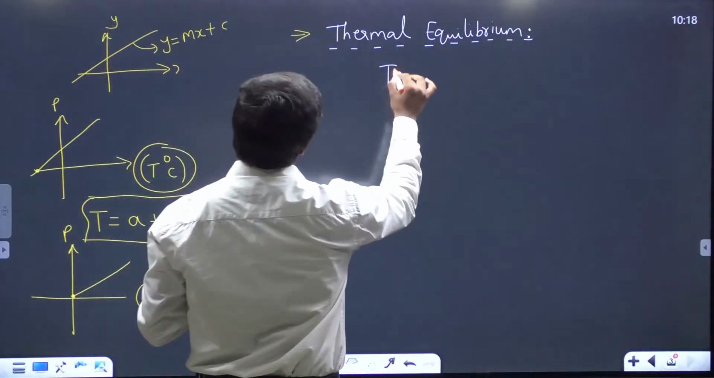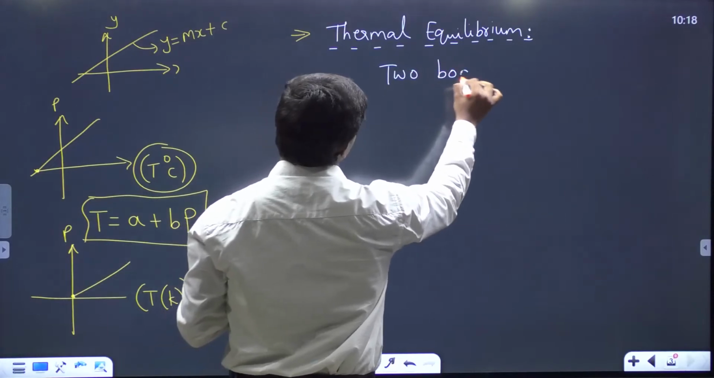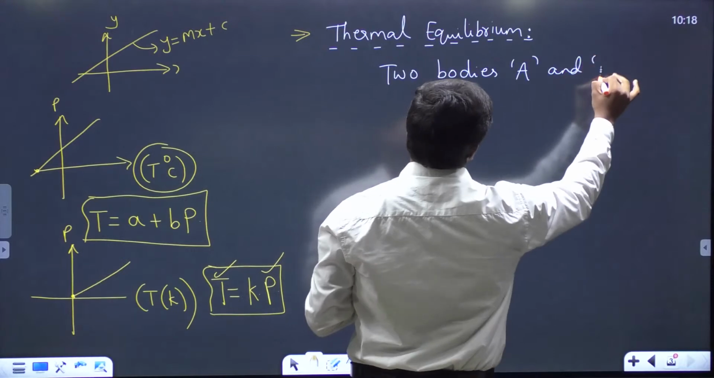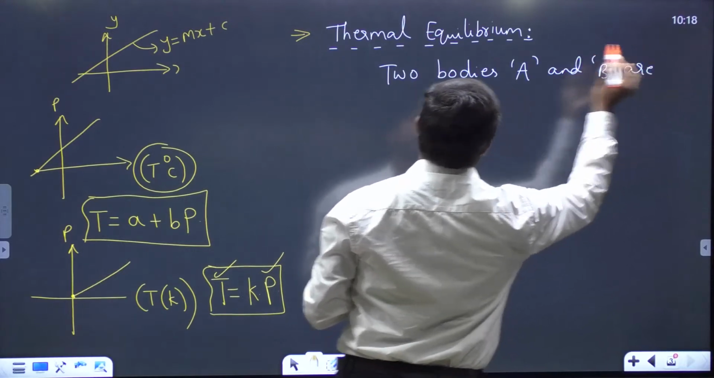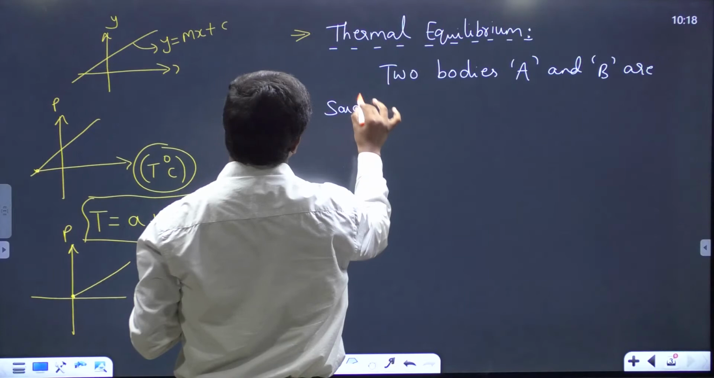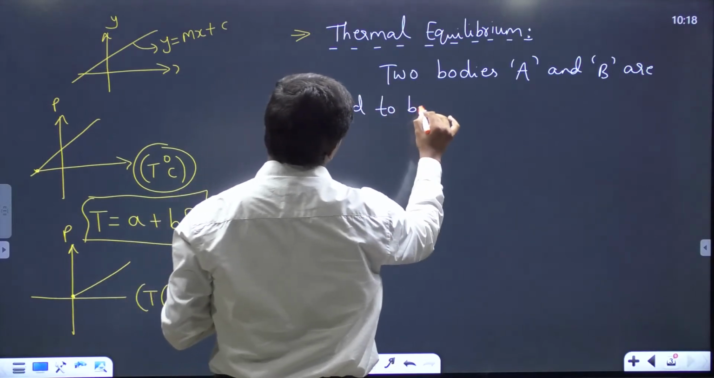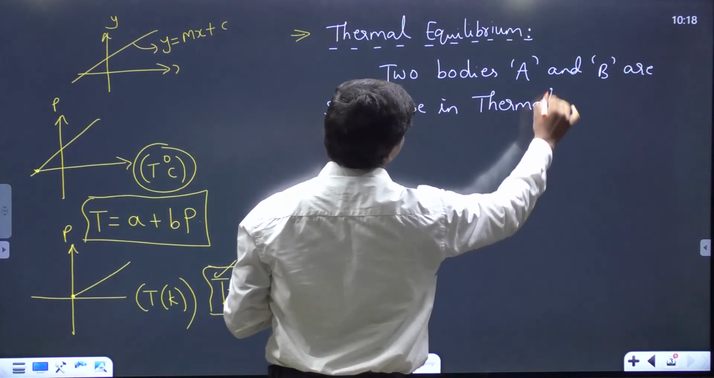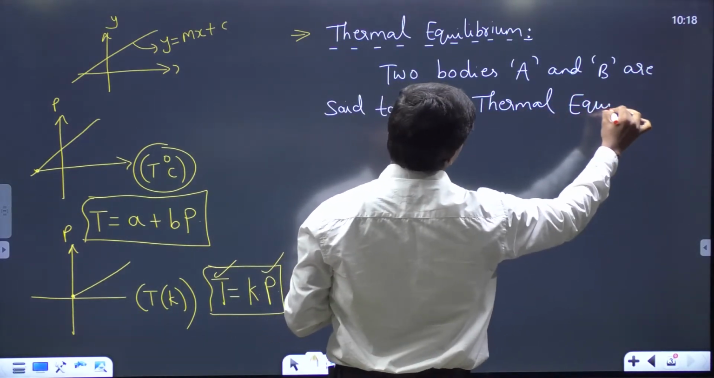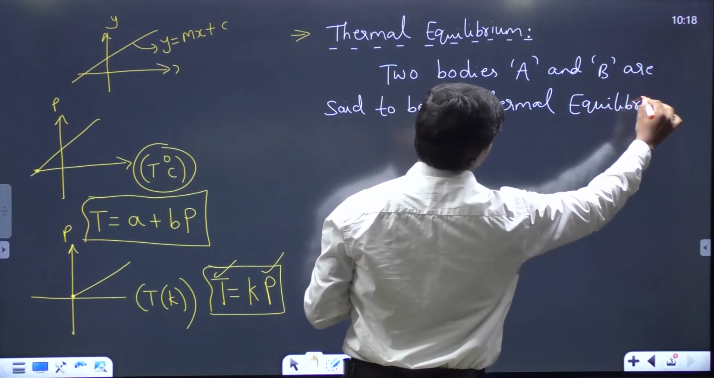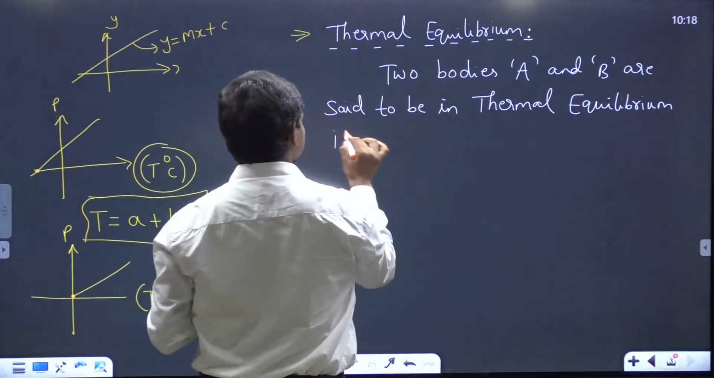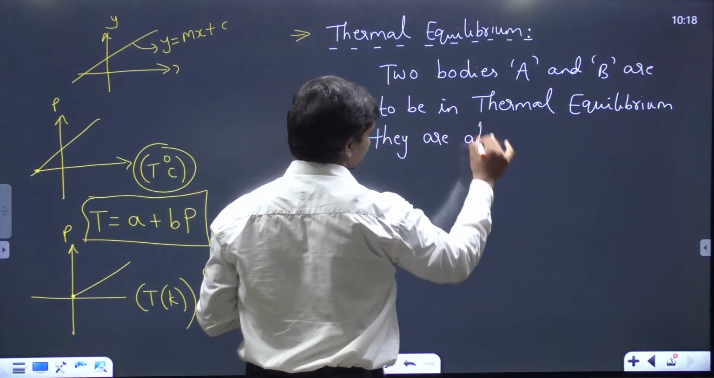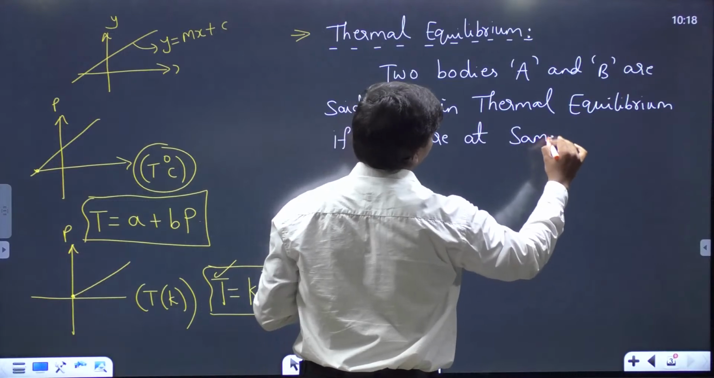We can write: two bodies A and B are said to be in thermal equilibrium if they are at the same temperature.